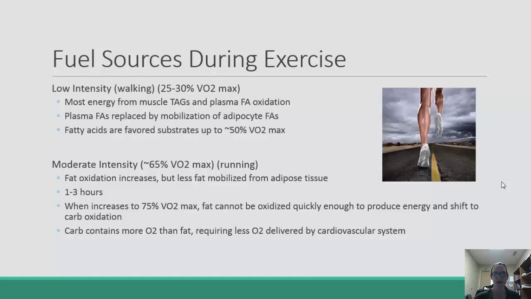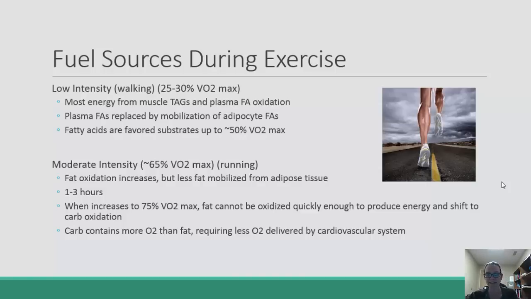So this could be running for like 1 to 3 hours. This could happen. So this could be a really extensive process. But then when I increase a little bit to about 75% of my VO2 max, we see that we have less mobilization from the adipose tissue.